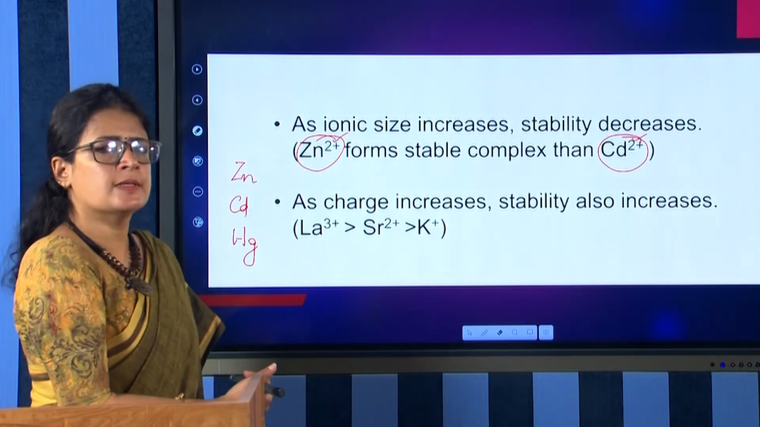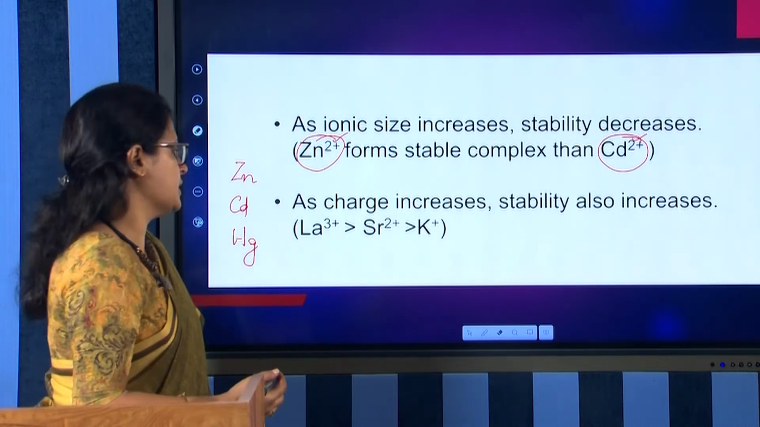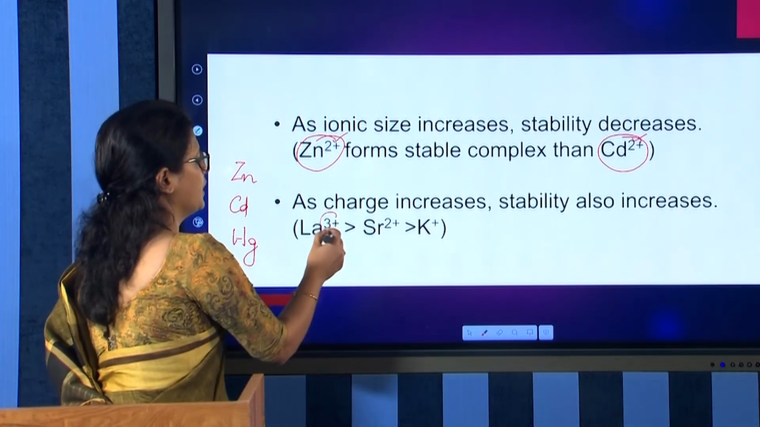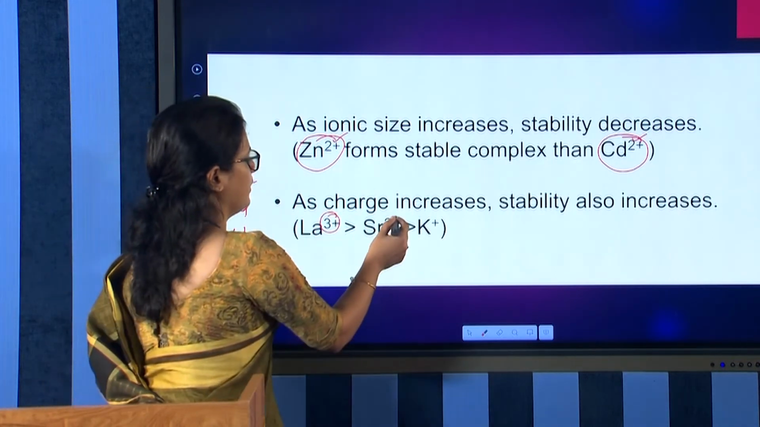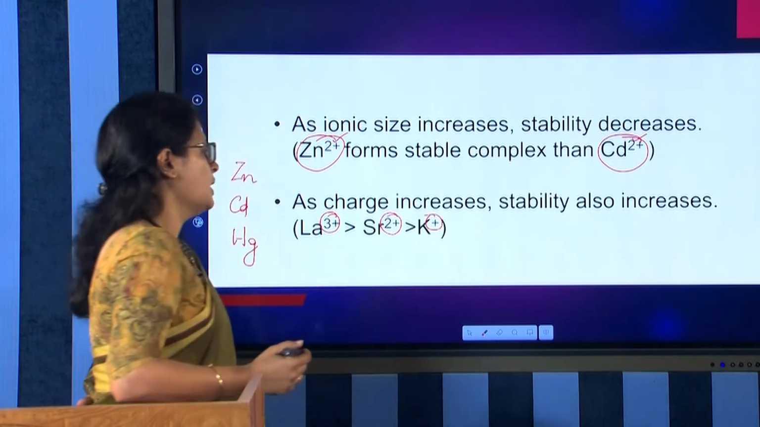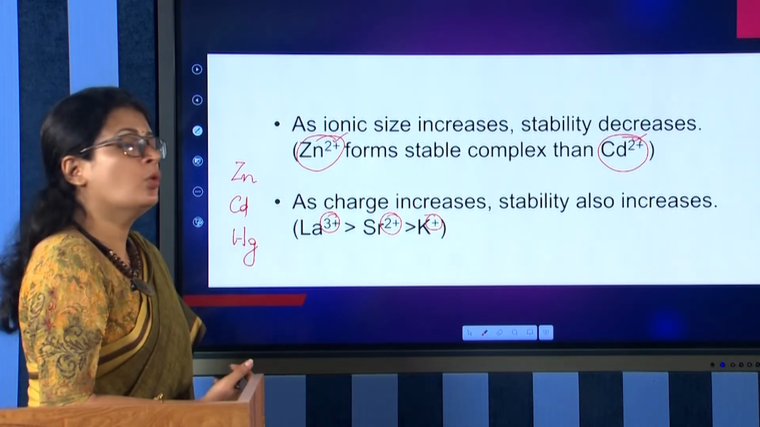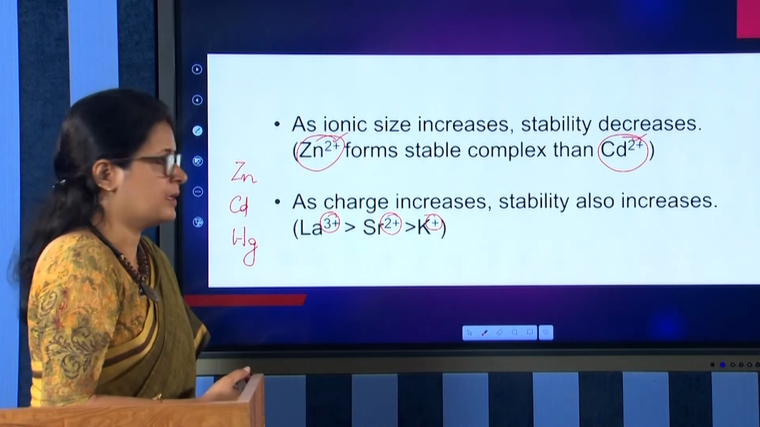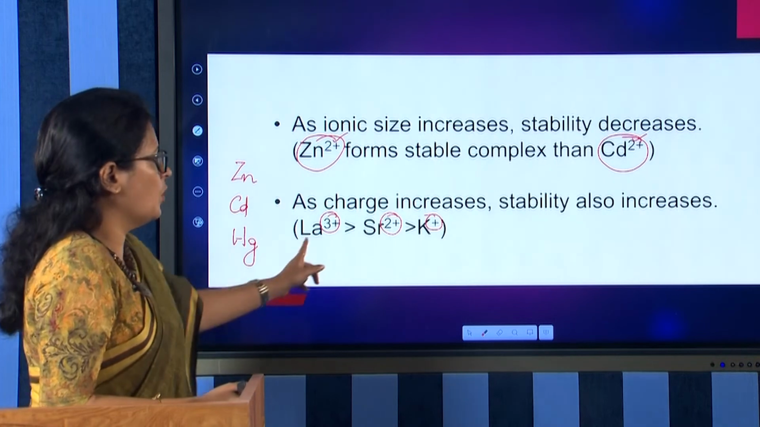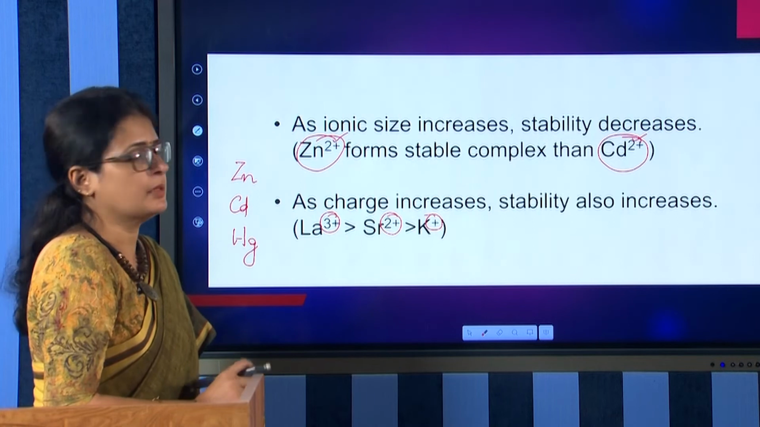As the charge increases, stability also increases. Charge means, you are given the examples here. In this case, it is lanthanum 3 plus, having a charge of 3 plus, strontium having a charge of 2 plus, and potassium having a charge of 1 plus. Charge is more in the case of lanthanum, 3 plus. So lanthanum 3 plus will be forming a stable complex, that is why the order is like this, and lanthanum 3 plus has the greatest stability.